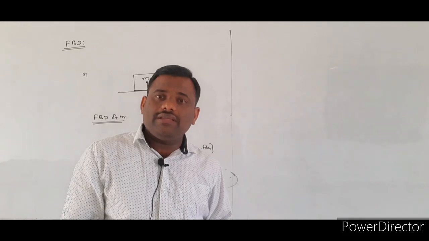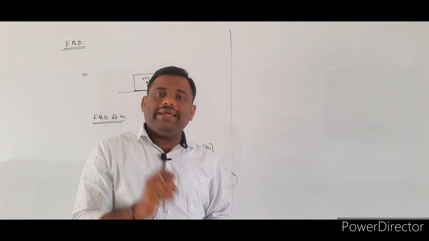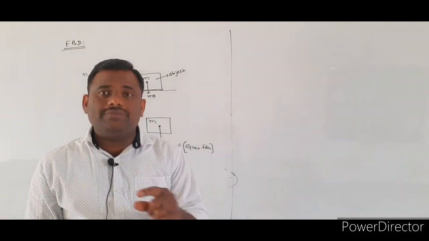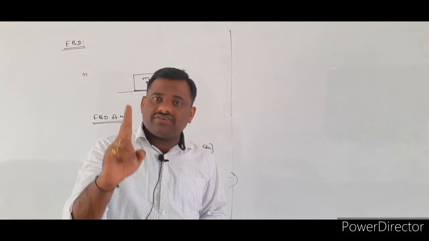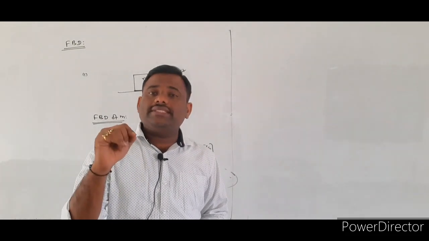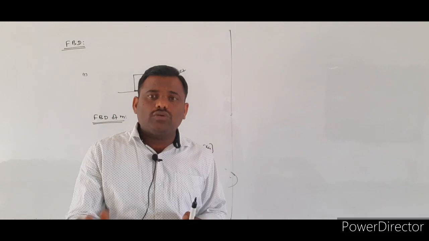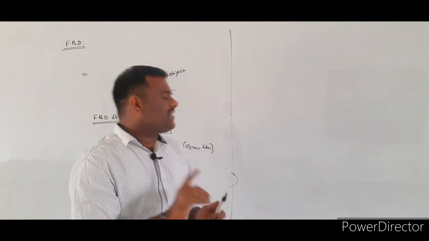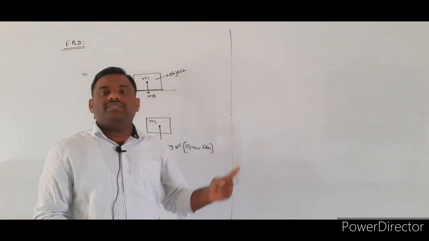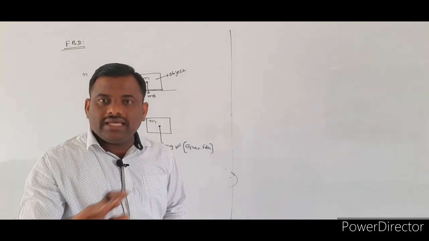Whenever two objects are in physical contact, contact forces will be developed between them. Already I told you two types of contact forces will be there. One is called frictional force, another one is called what? Normal reaction. Here we are not discussing the concept of friction. That's why here we assume all the surfaces are smooth. All the surfaces being smooth means there is no meaning of friction.